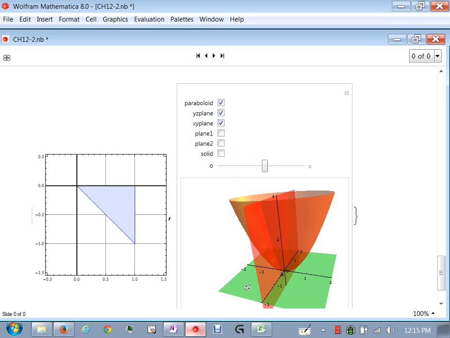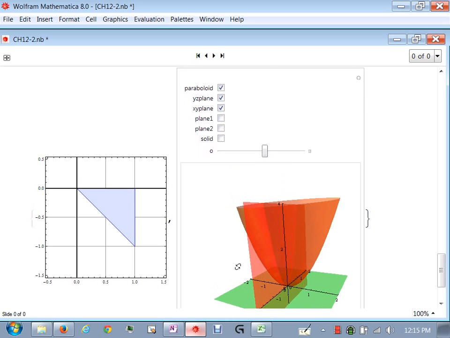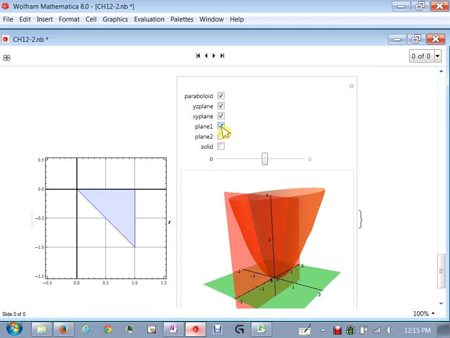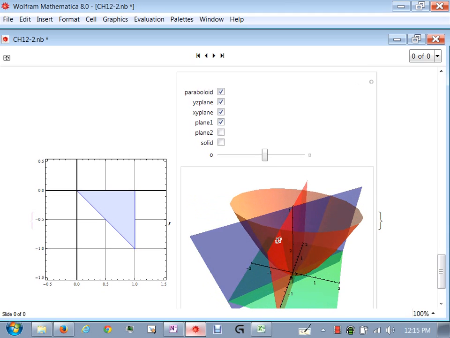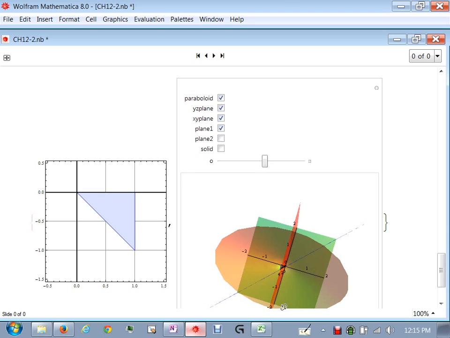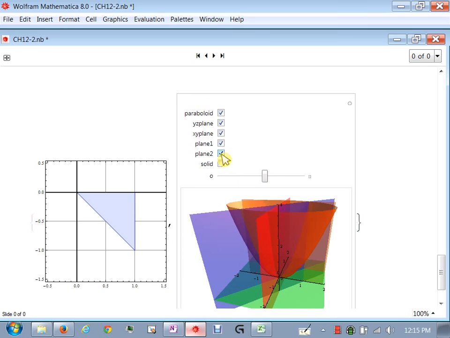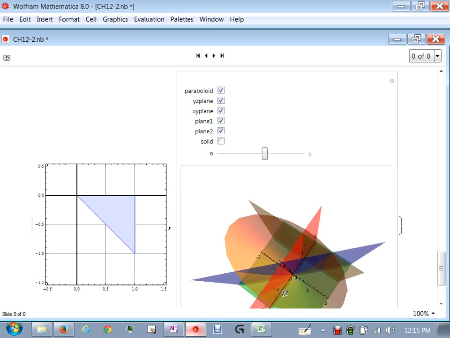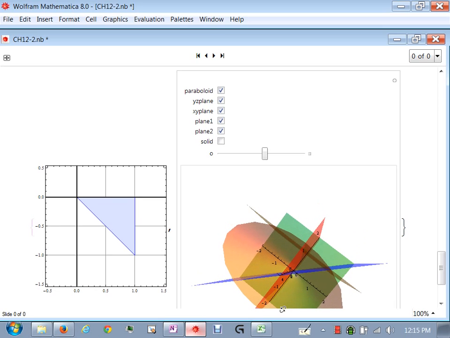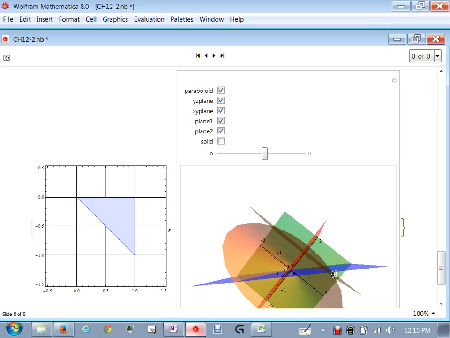That's the ground, right? That z is 0. This is x equals y, or y equals x. I can look at it from the top, right? It's y equals x. And then, what's this one? Y equals 1. Which was this one, y equals 1. Do you see them all? X is 0, y equals x, y equals 1. And then you have the paraboloid and the ground.